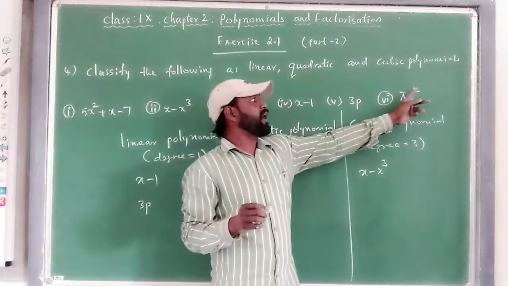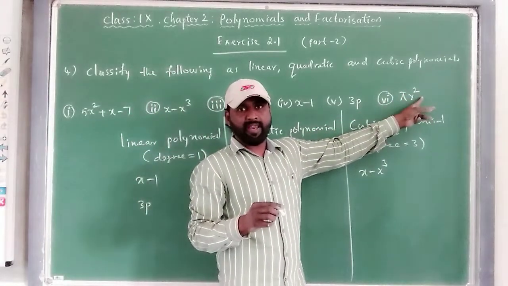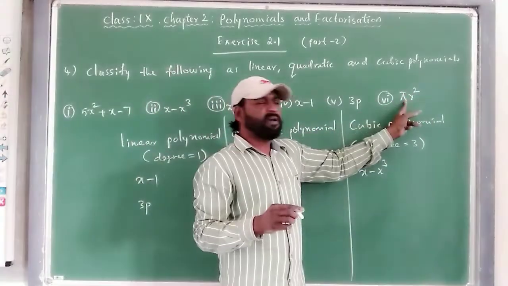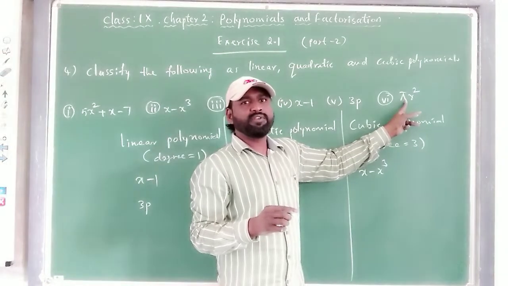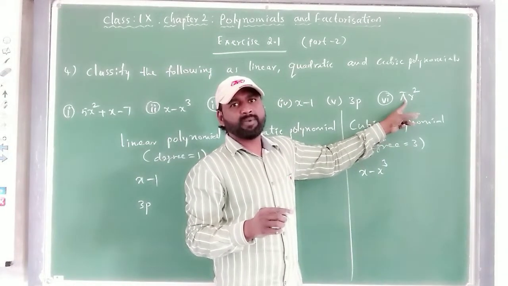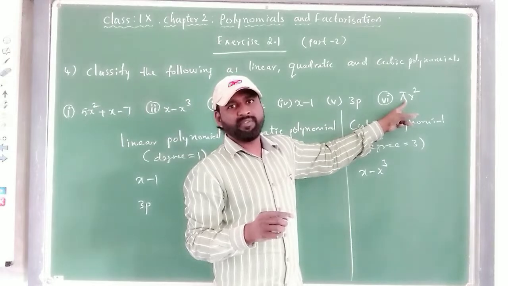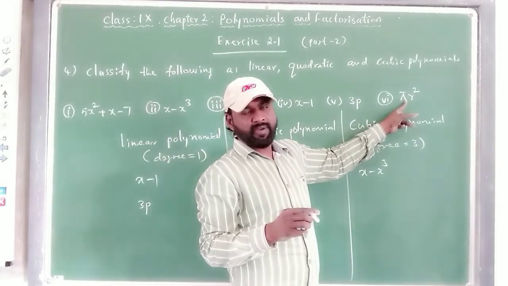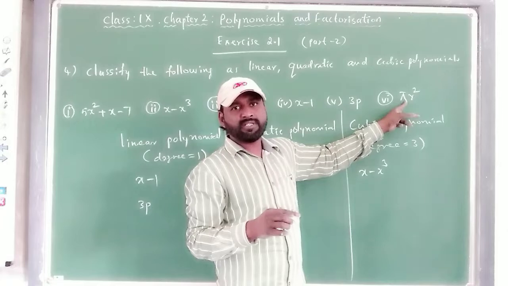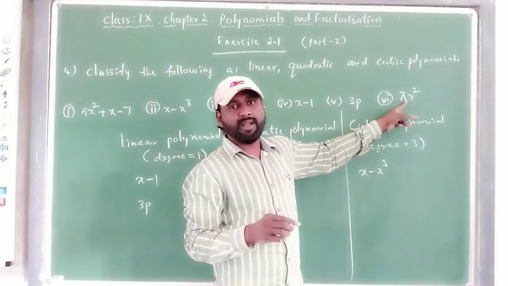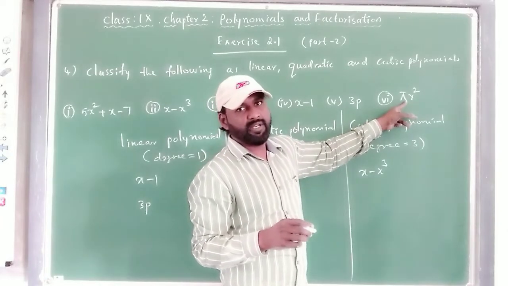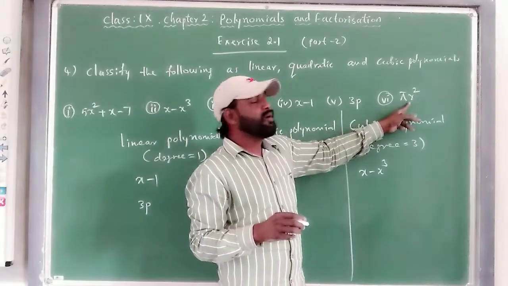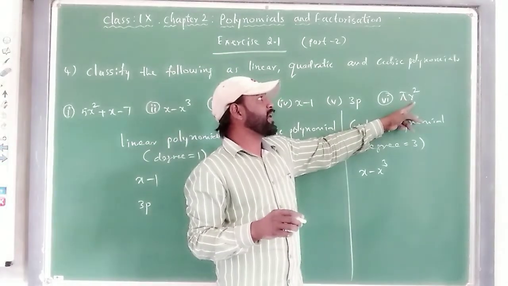Next, pi r square. Here r is a variable. Pi is a symbol actually. Pi is a symbol we use in geometry to represent the ratio between the circumference of the circle and its diameter. That is why we usually take the pi value as 22 by 7. That is an approximate value actually. It is an irrational number. So pi is a symbol, r is a variable.